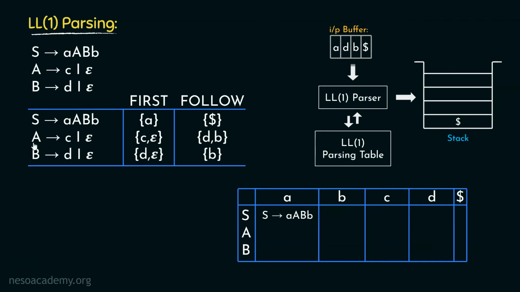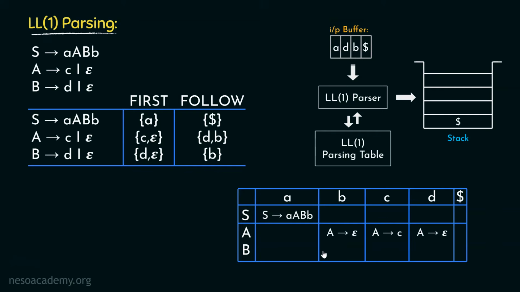So the production rule A can be written as C is going to be placed in the column of C for the row A. Now A has got another production rule, A can be written as epsilon. So basically A can generate epsilon. And since it can generate epsilon, therefore we need to consider the follow sets. And according to that rule, we are going to place the production rule A can be written as epsilon in the columns of D and B.